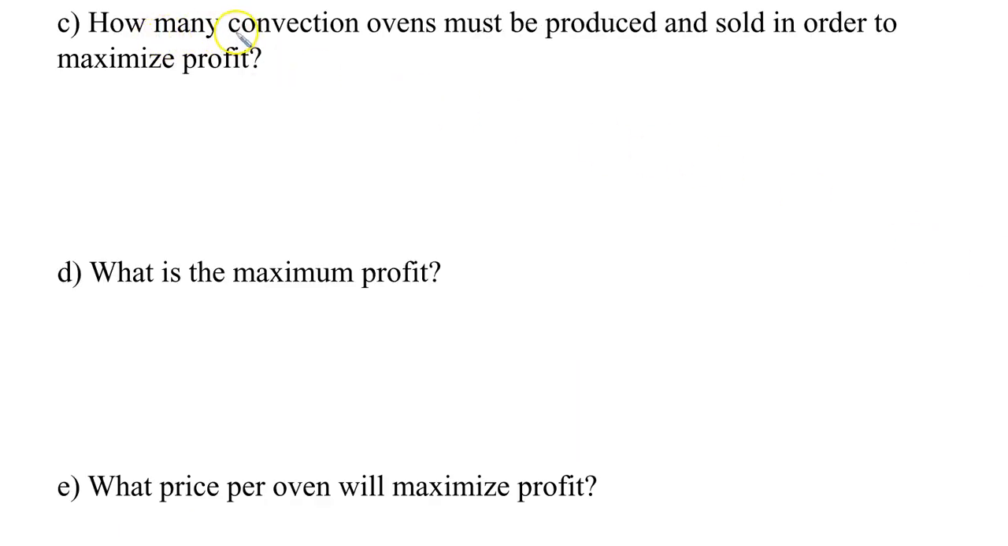The next part says how many convection ovens must be produced and sold in order to maximize the profit. In order to maximize the profit, we need to find the derivative of the profit. Let's recall that our profit function is 280x minus x squared minus 5,000. Those of you who know my memory is terrible, I cheated, I wrote it down somewhere else. All right, so now we want to find the derivative of this. The derivative is going to be 280 minus 2x.